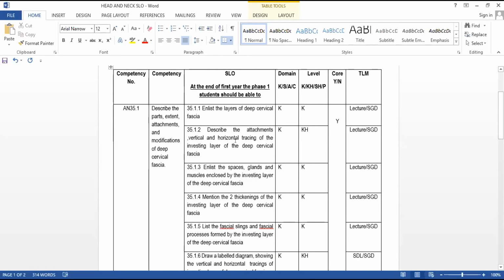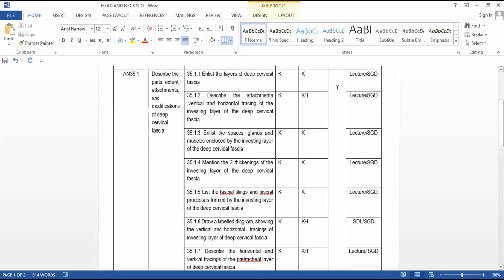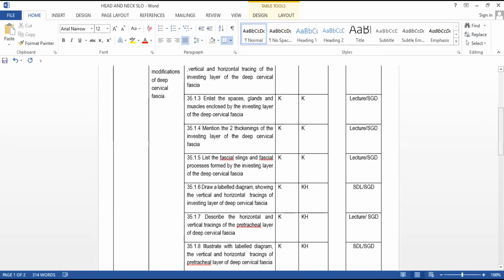The second SLO is describe the attachments, vertical and horizontal tracing of the investing layer of deep cervical fascia. Domain is K, level is KH, knows how, and teaching learning method is lecture and small group discussion. The third SLO is enlist the spaces, gland and muscle enclosed by the investing layer of deep cervical fascia. Domain is K and the level is K, and the teaching learning method is lecture and small group discussion.